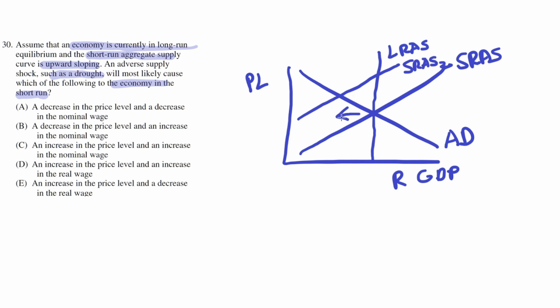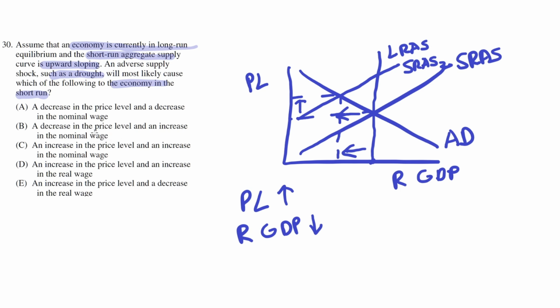Now from this, we can see that the original real GDP is right here, at this intersection, and it maps out to this level, but afterwards it's down here. So there's a decrease in the real GDP. Furthermore, the price level is right here, but afterwards, at this new intersection, the price level is up here. So there's an increase in the price level. So now we know that the price level has increased, and the real GDP has decreased.